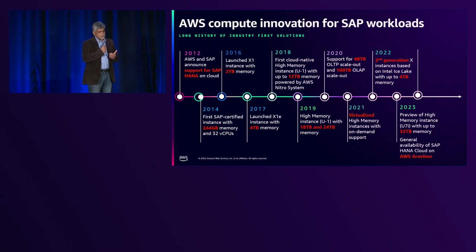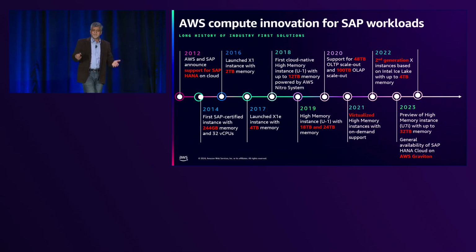So we announced support for SAP HANA on cloud in 2012. And ever since, we have been constantly innovating for our customers as their compute and memory requirements have evolved, many times being the first in the cloud to do that. We announced the high memory instance in 2018. That was the first generation. And at the end of 2023, that is re:Invent last year, we announced the arrival of the latest high memory instance, U7i. That runs on 4-socket and 8-socket platforms and offers anywhere between 6 terabytes to 32 terabytes of memory.